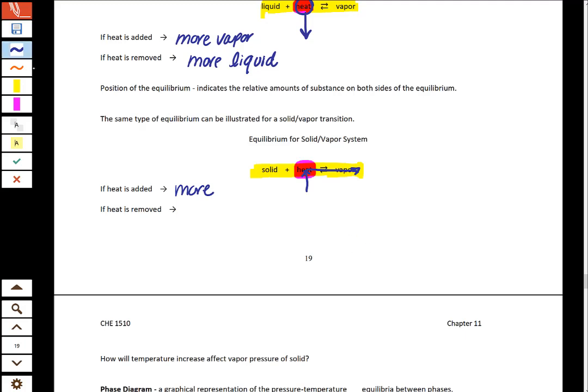And then if heat is removed, what I see is a little person. It's kind of like, what are those dumb crackers that are shaped like people? I see one of those little people taking the heat, like, no way, that's my heat, man, and they take it out of the system. Then to balance out that disturbance of less heat, your vapor turns into solid, and so you get more solid. And I forgot to write the word vapor here, so we'll go back in and write that in.